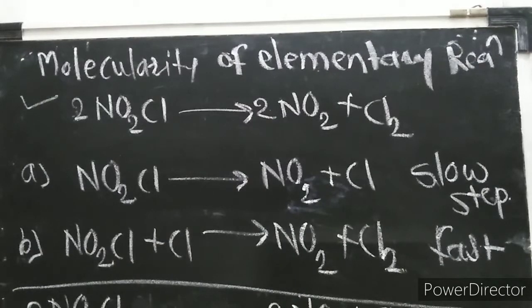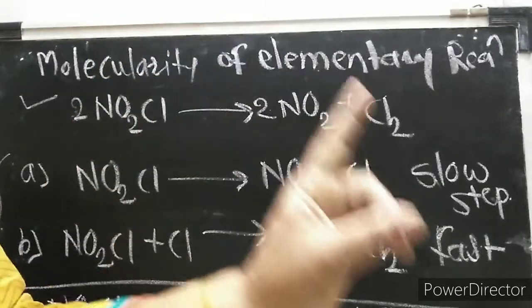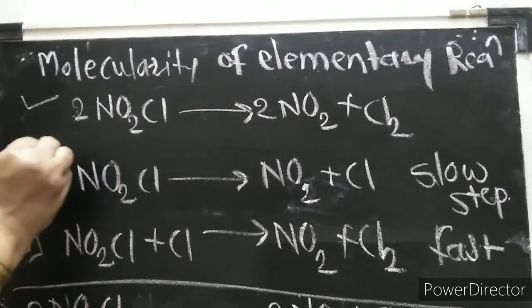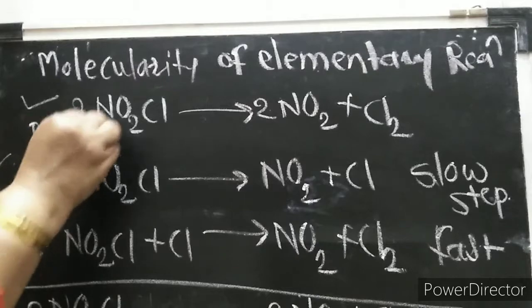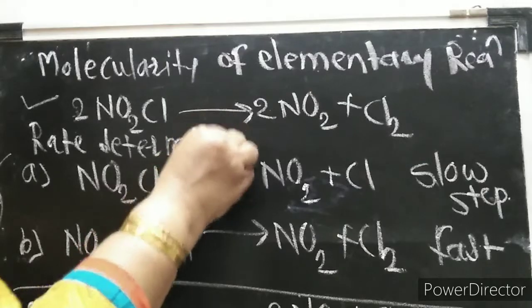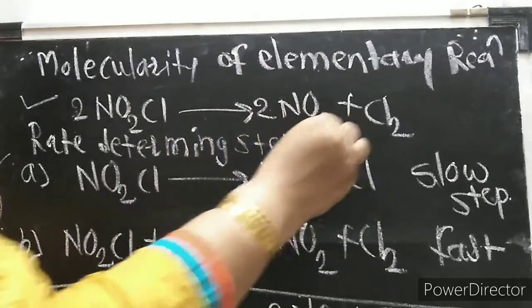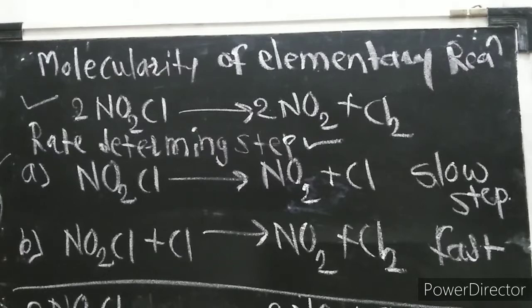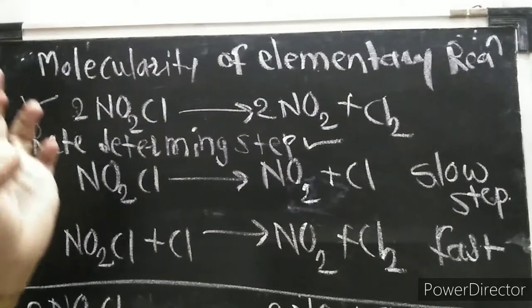So the first step is the slow step. In a complex reaction, the step which is slow is called the rate determining step. So what is the rate determining step? In a complex reaction, the elementary reaction which is the slow step is called the rate determining step. So here this first step is a slow step, so it will determine the rate of reaction.